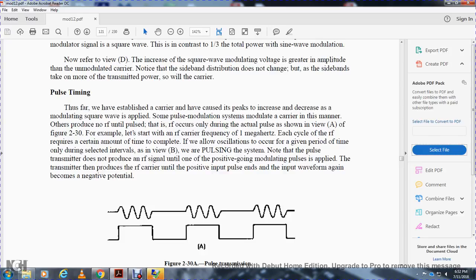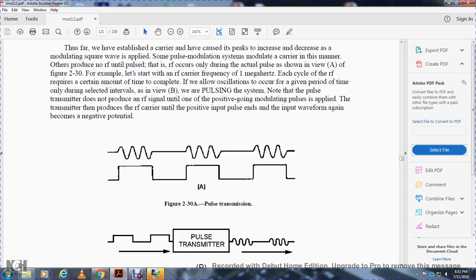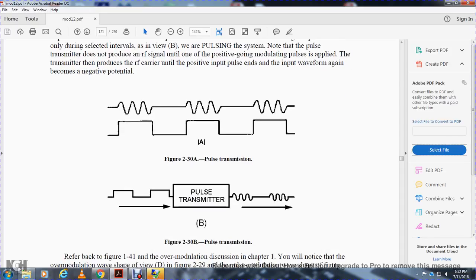Note that the pulsing transmitter does not produce the radio frequency until the positive going modulating pulse is applied. The transmitter then produces the radio frequency until the positive input pulse ends and the input waveform again becomes negative potential. Alright, 230 shows the pulse transmission, and 230B shows the pulse transmitter.